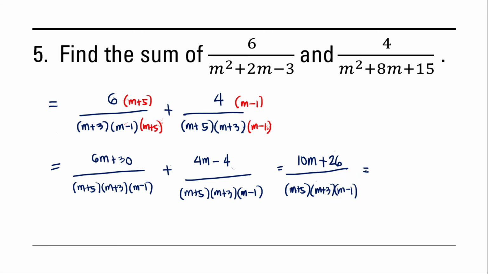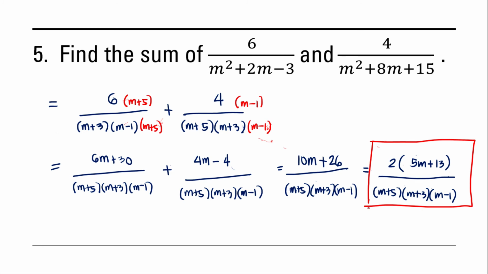Can rewrite our answer by simply factoring out the GCF. So the GCF is 2. So that will become 5m plus 13 over our denominator, and that is our answer.